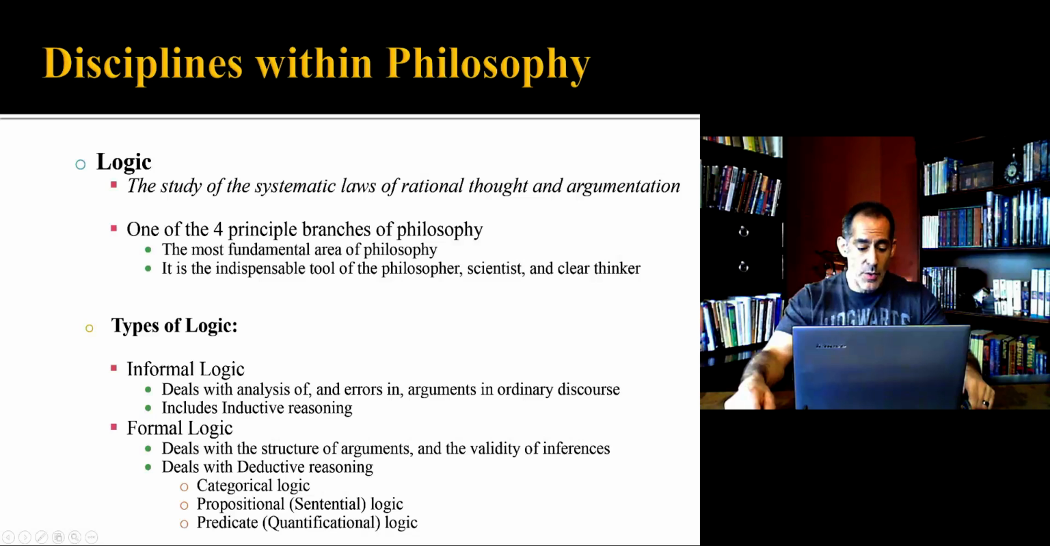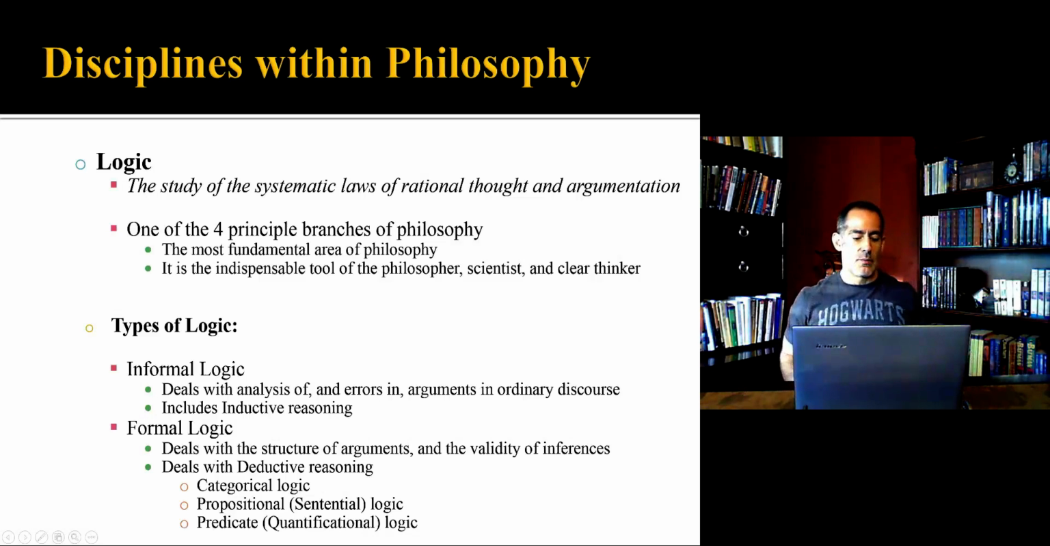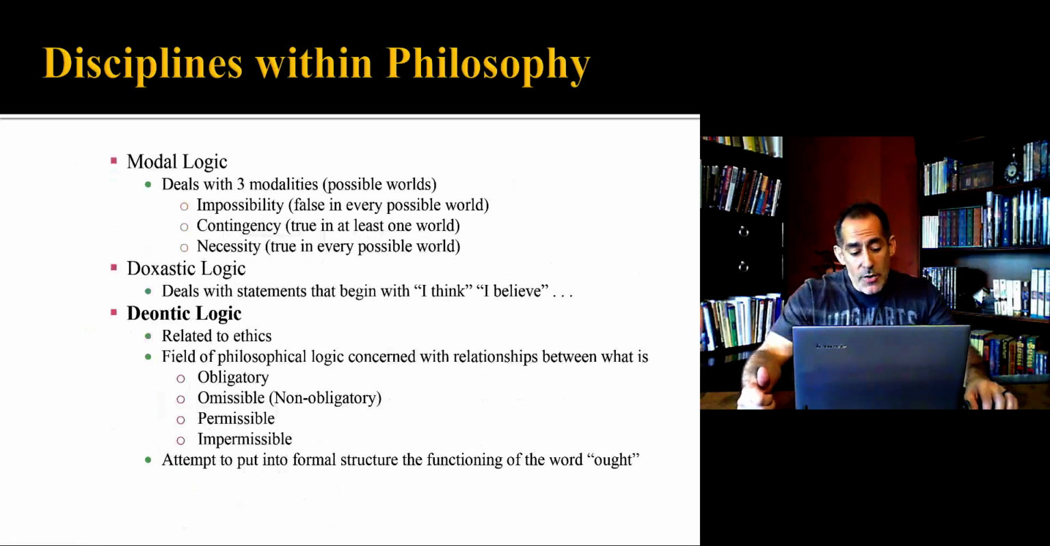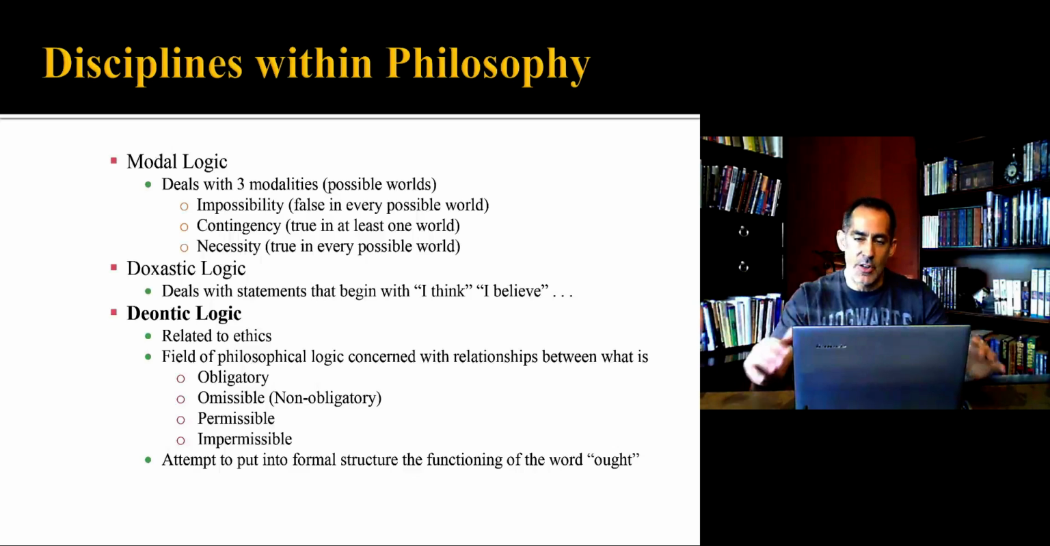Formal logic is another branch where you're dealing with the structure of arguments themselves, analysis of the relationships between terms or propositions in an argument. There's different types in what's called formal or deductive reasoning, such as categorical, propositional, or even predicate logic. In the class that I teach, we spend a lot of time on categorical and propositional logic, even before we talk about any of the informal stuff. There's also modal logic, doxastic logic, deontic logic, and all those deal with different types of terms.